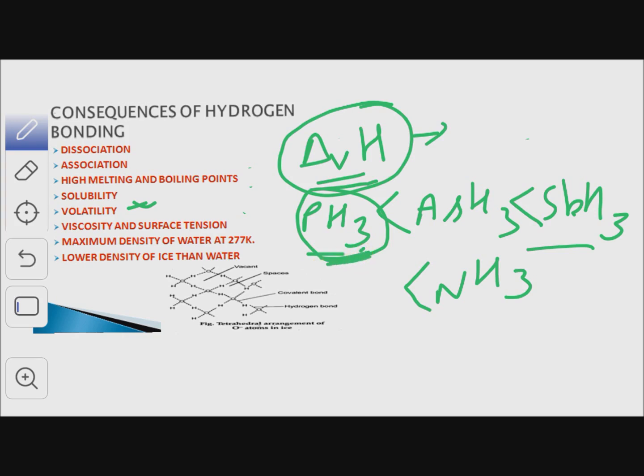it gets vaporized easily. But in case of ammonia, hydrogen bonds exist. It forms hydrogen bonds, and due to this strong bonding, it requires more energy to change into the vapor form, and its enthalpy of vaporization is higher in its series, and it means it is less volatile. But PH3 is more volatile than NH3 because its enthalpy of vaporization is very low.